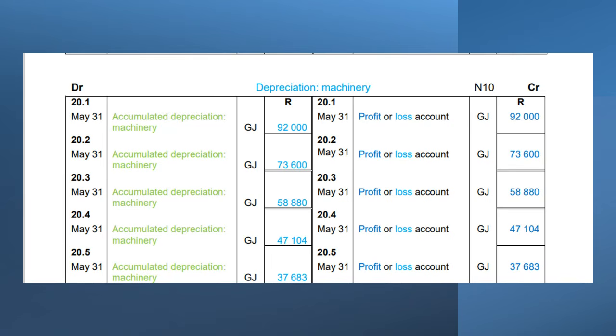You will do this until you reach your year 5. So you keep on closing each and every year. You don't have to add 92 plus 73,600 because the depreciation account is an expense account. It does not retain a balance brought down or balance carried down. It gets closed off to your profit or loss account, which means it gets zeroed out at the end of each financial period.